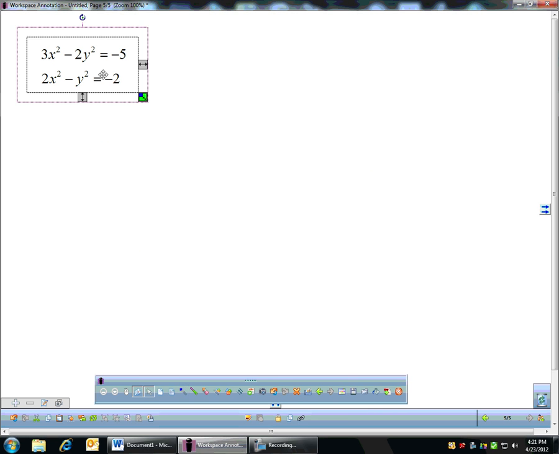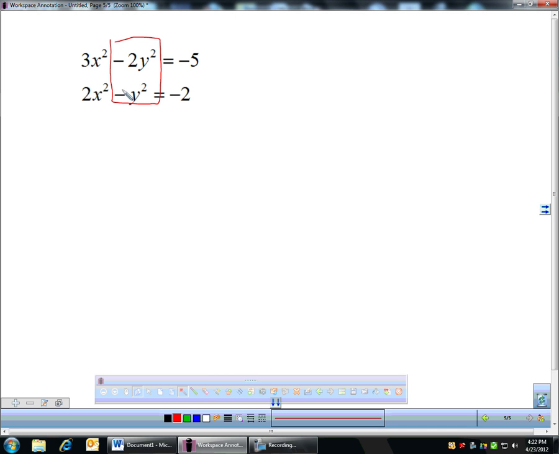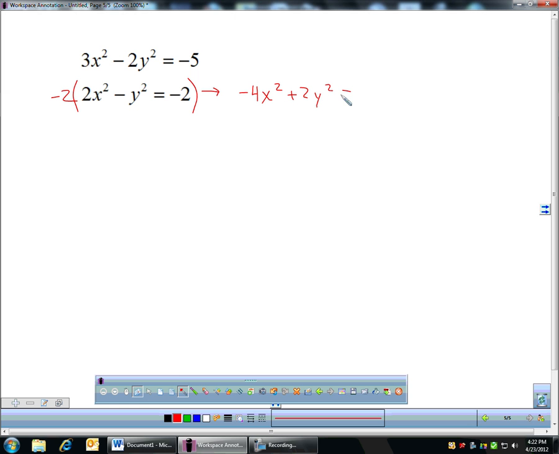All right, last one. 3x squared minus 2y squared equals negative 5. You can read it. Since I have a whole bunch of squared terms, this one sets up nicely for elimination because I'm looking at my y squareds. If I multiply the bottom equation by -2, then these are going to cancel. So that's the strategy I'm going to use here. I'm going to take this bottom equation, multiply -2 through, which will give me -4x squared plus 2y squared is equal to 4. My top equation, I'm going to leave as is: 3x squared minus 2y squared equals -5.